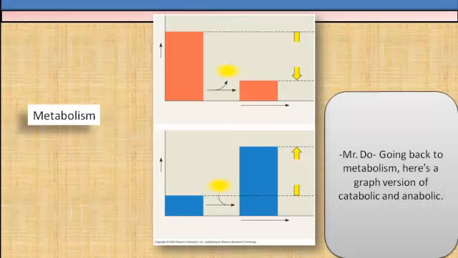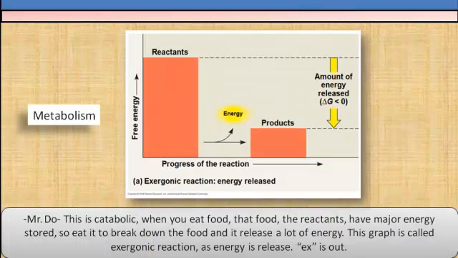Going back to metabolism, here's a graph version of catabolic and anabolic. This is catabolic. When you eat food, the reactants have a major energy source. So you eat it to break it down, the food, and then release a lot of energy. This graph is called exergonic reaction because as the energy is released, ex is out.